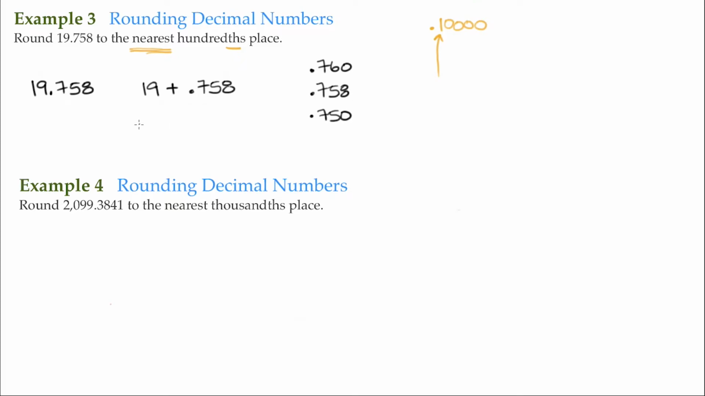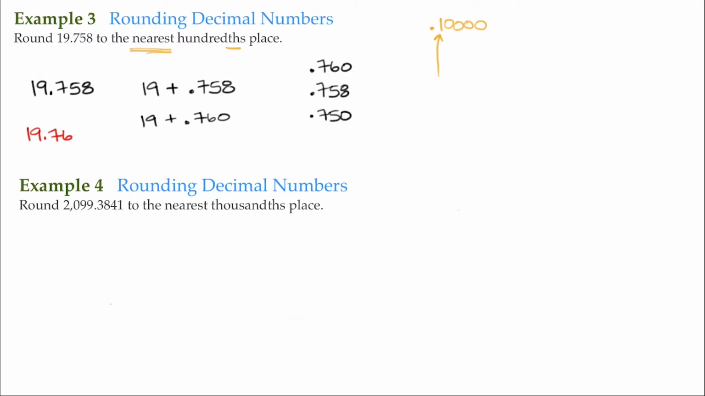So this winds up being 19 plus 0.760, and typically when we write these decimals, I'm going to have 19.76. There's no reason to tag on the 0. That just becomes extraneous. But there we have it.